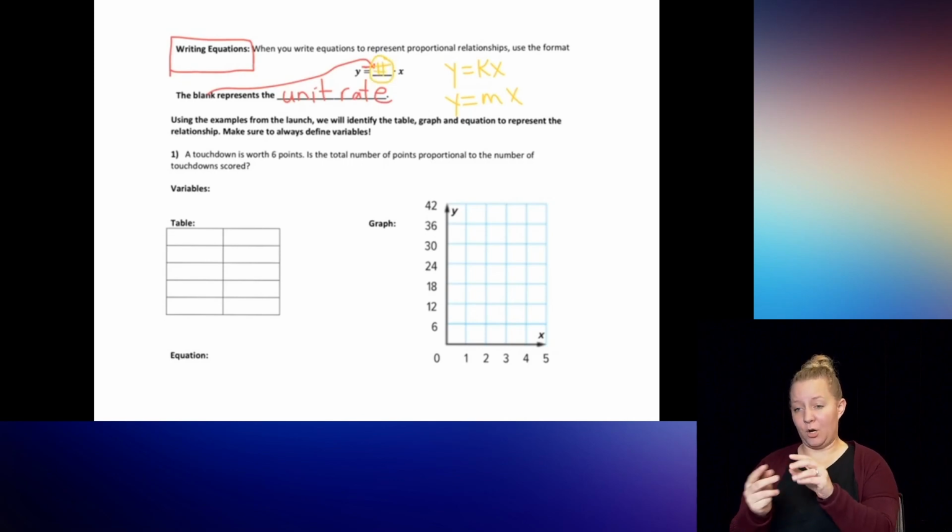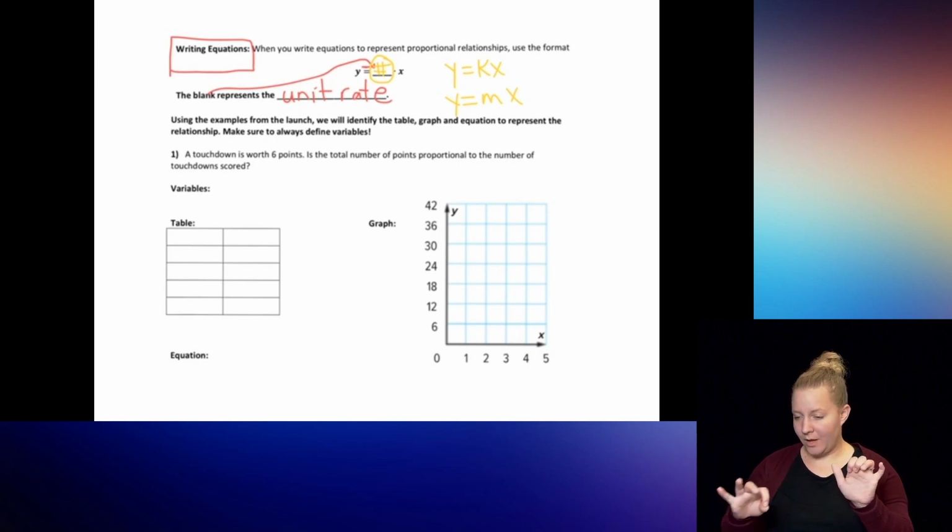So every equation is going to be y equals. Every equation is going to have a number times x, and we're not going to have any adding or subtracting or anything extra beyond that.